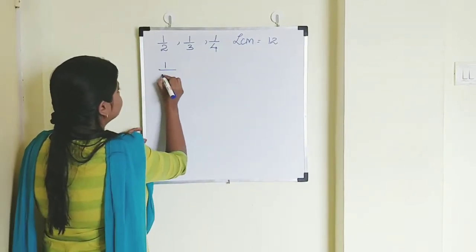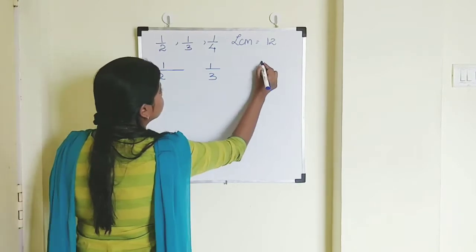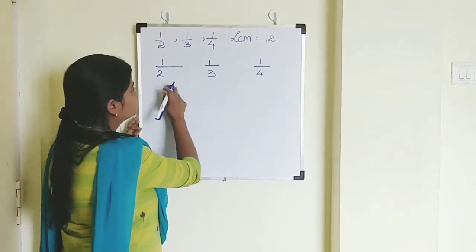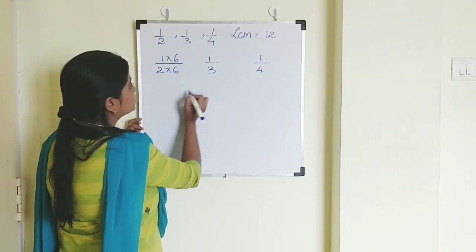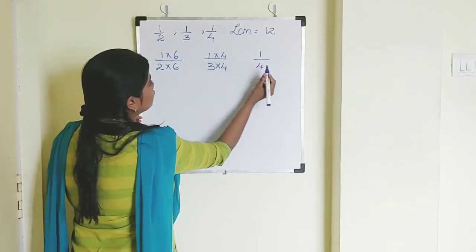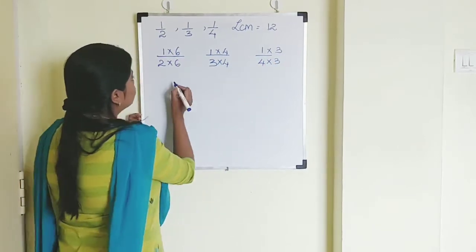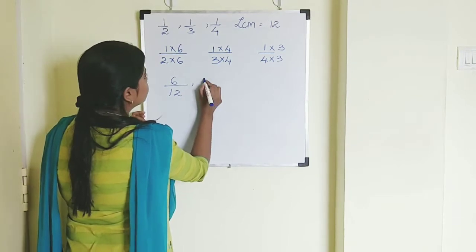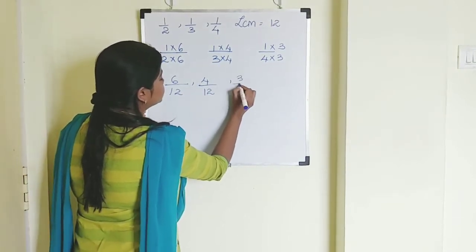So 1 by 2, 1 by 3, 1 by 4. With what number if I multiply 2, I will get 12? 2 into 6 gives me 12, so in the numerator also I am going to multiply by 6. 3 4s gives me 12, so up also I am going to multiply it by 4. 4 3s gives me 12, so up also I am going to multiply it by 3. So as you see, it is 6 by 12, 4 by 12 and 3 by 12.